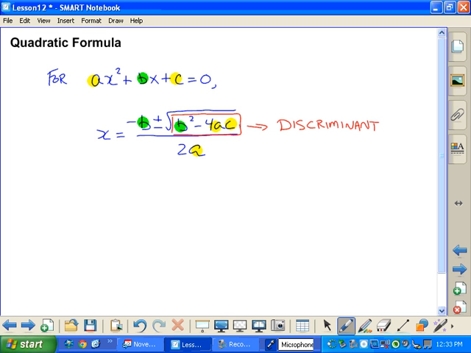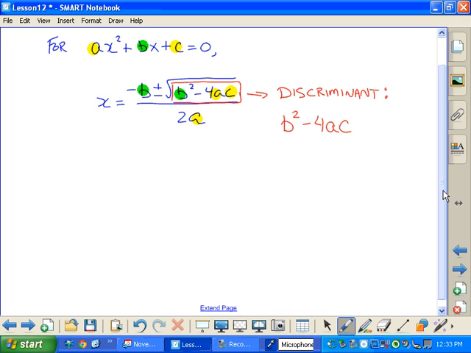Discriminant. Your discriminant specifically is the b squared minus 4ac. Now that is underneath a radical or square root sign, so what that tells you is that in order to have an answer, it needs to be a positive number. When I do the quadratic formula, I always do the discriminant first, because if b squared minus 4ac is less than 0, so that would be a negative value, there's no solution.